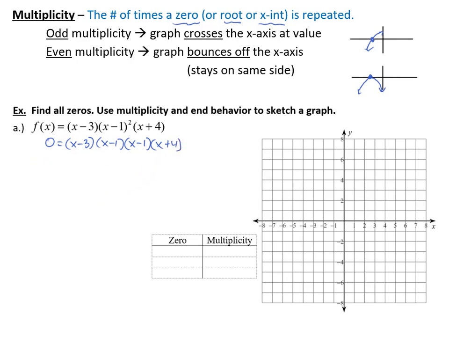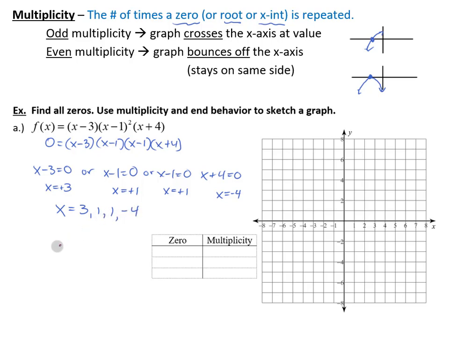And if we set all of these equal to 0, we can find the zeros. So we'd say x minus 3 equals 0, or x minus 1 equals 0, and then x minus 1 equals 0, and then x plus 4 equals 0. If we solve all of these equations, by adding 3 over, we get positive 3. By adding 1 over, we get positive 1. By adding 1 over again, we get another positive 1. And by subtracting 4 here, we get negative 4. So for our solutions, we get 3, we get 1 twice, and then we get negative 4.